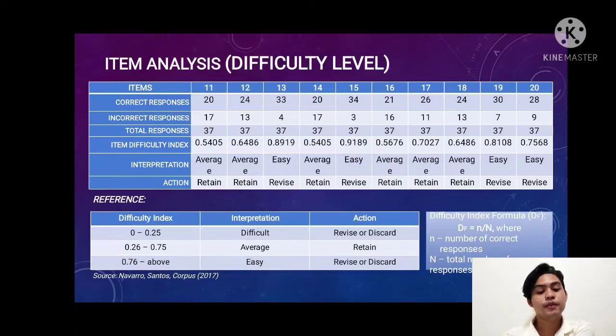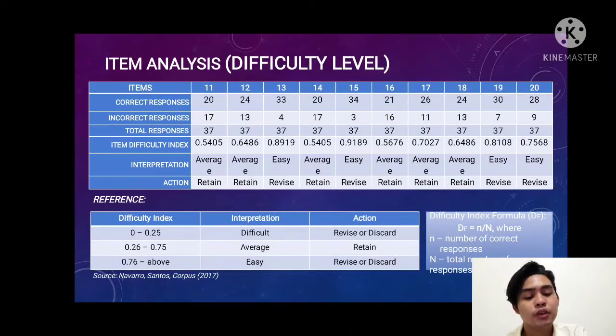In 14, it got 20 correct responses, 17 incorrect responses, item difficulty index of 0.5405 with an interpretation of average, and action should be retained. In item number 15, 34 is the correct responses with an incorrect of 3, and its item difficulty index is 0.9189 with an interpretation of easy, and action should be revised.